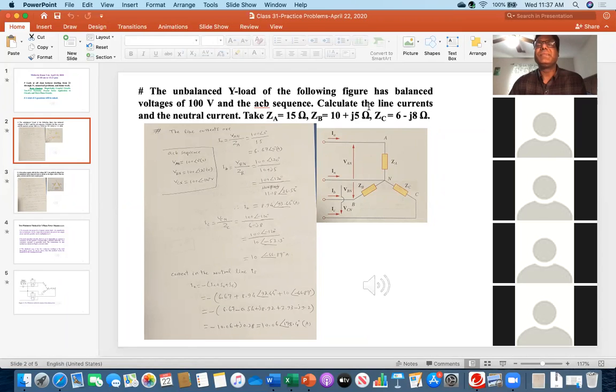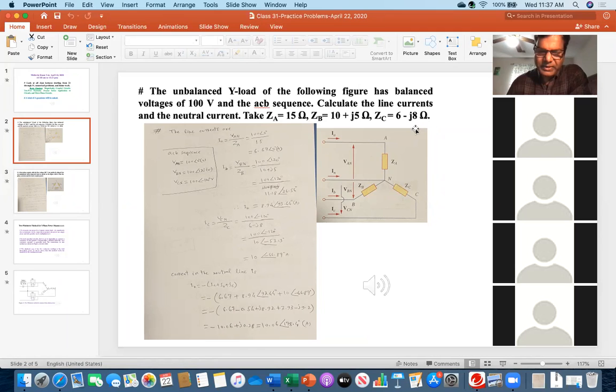It says calculate the line currents and neutral current. Take ZA is 15 ohm. This ZA impedance is 15. ZB is 10 plus j5. You see again a different number, and this is 6 minus j. Again, this is a different number.